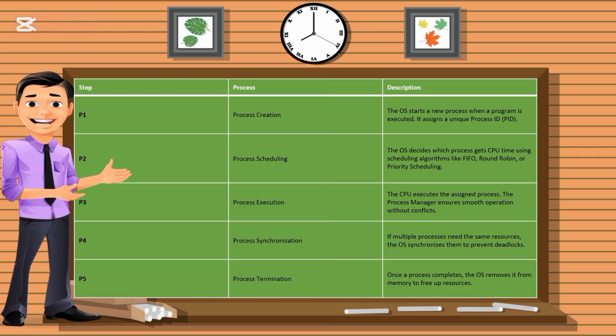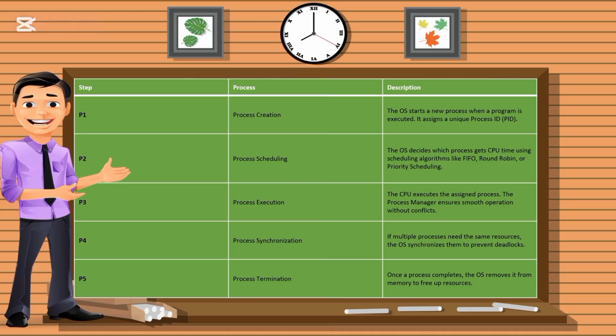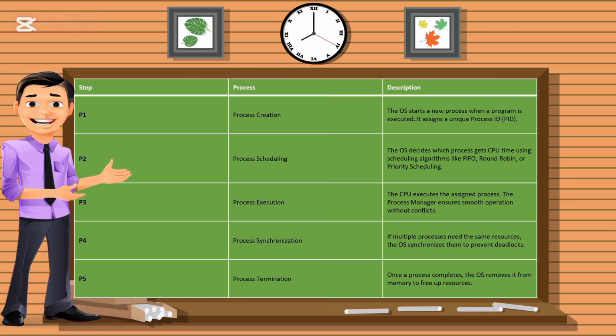P1 Process Creation. The OS starts a new process when a program is executed. It assigns a unique process ID, PID. P2 Process Scheduling. The OS decides which process gets CPU time using scheduling algorithms like FIFO, round robin, or priority scheduling. P3 Process Execution. The CPU executes the assigned process. The Process Manager ensures smooth operation without conflicts.